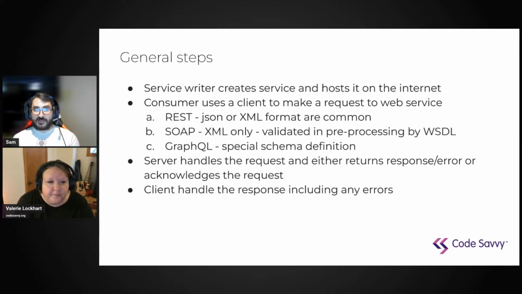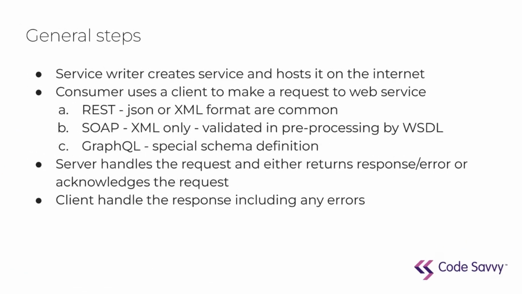So the general steps for making an HTTP request: similar to our library, the service writer creates their server and hosts it on the internet. This could be publicly available for everyone to use. We're going to see a publicly available API shortly. But it might be privately hosted on an intranet for a business, so only people or other programs within their internal internet can use it.